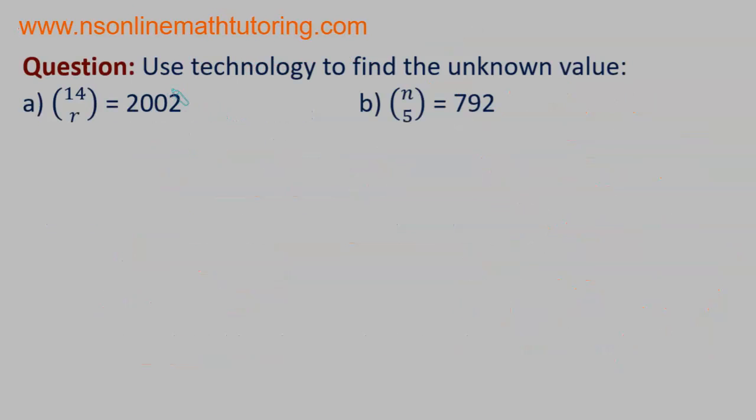The first question says, use technology to find the unknown value. It has two subparts. Subpart A says 14Cr equal to 2002. So you have to find the value of r. Let us start with our answer.